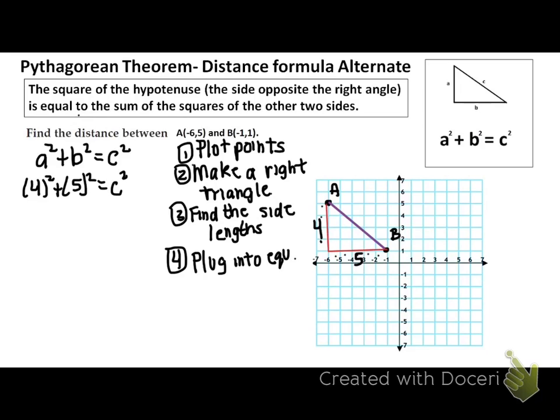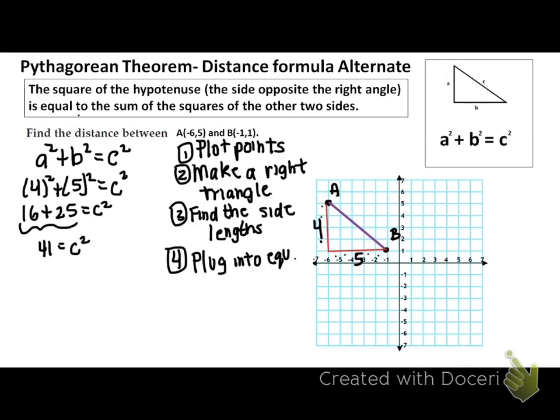Does it matter which one is 4 and 5? No, as long as you're plugging into a and b. 4 squared is what? 16. 5 squared? 25. 16 and 25? 41. 41 is equal to c squared.